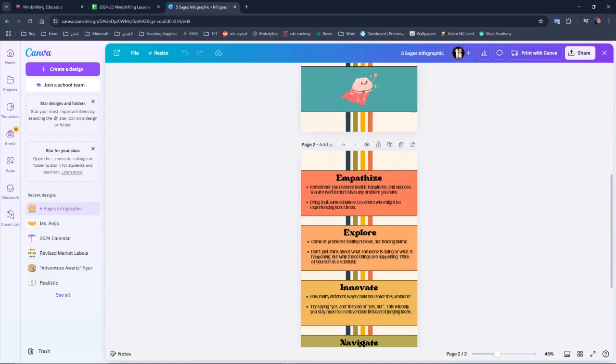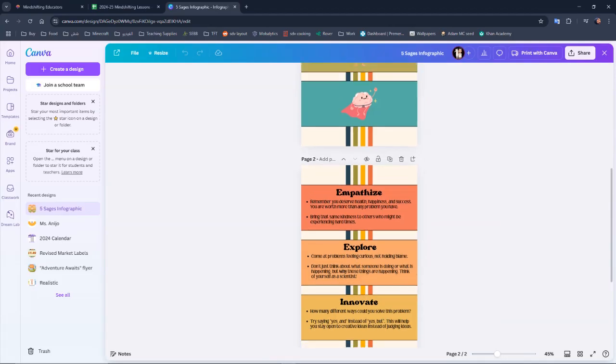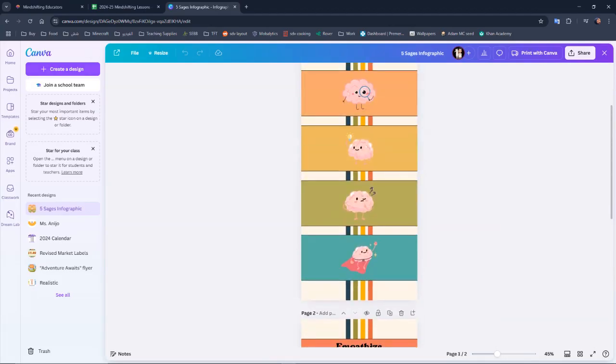And I love the graphics. Do you have a graphic background? No, I really like this website, Canva. Yeah, Canva's great. Educators can get a free account. Just a little shout out right there.